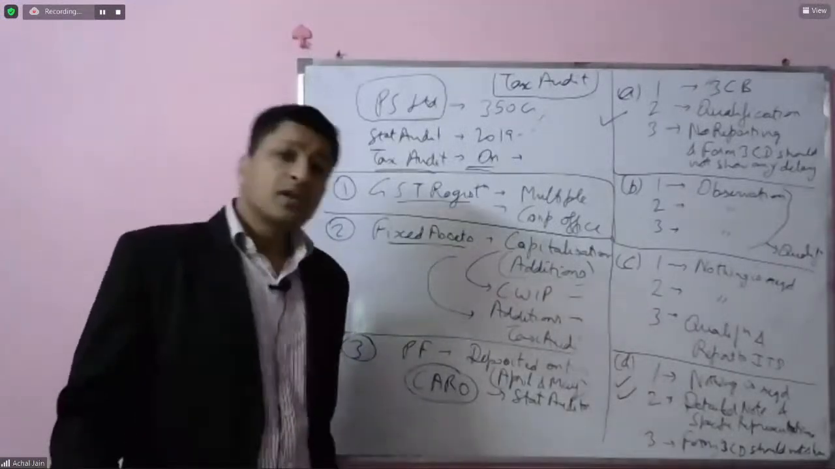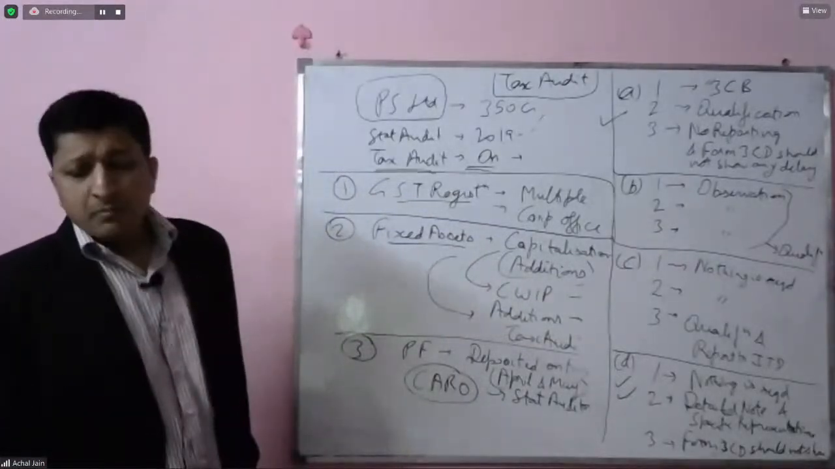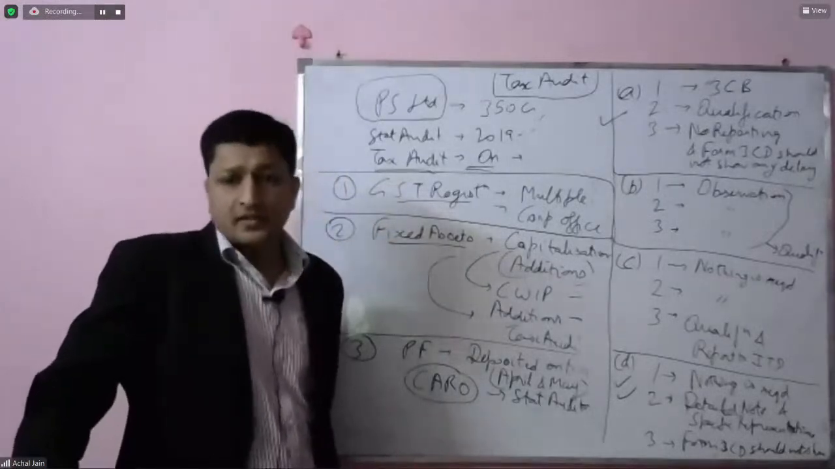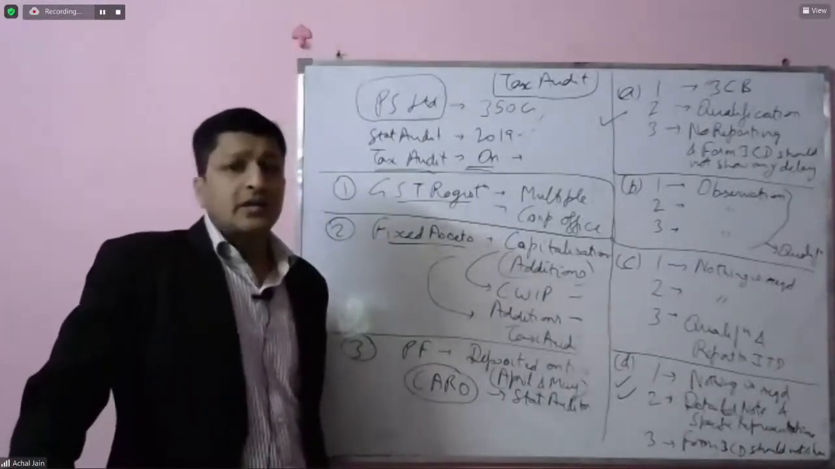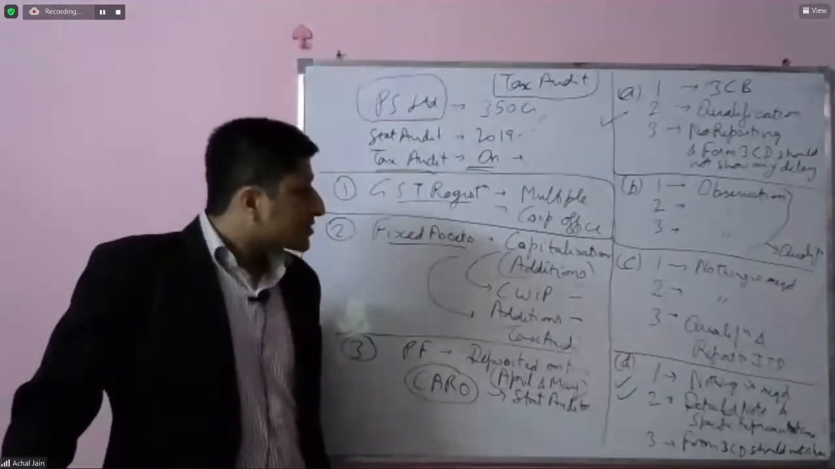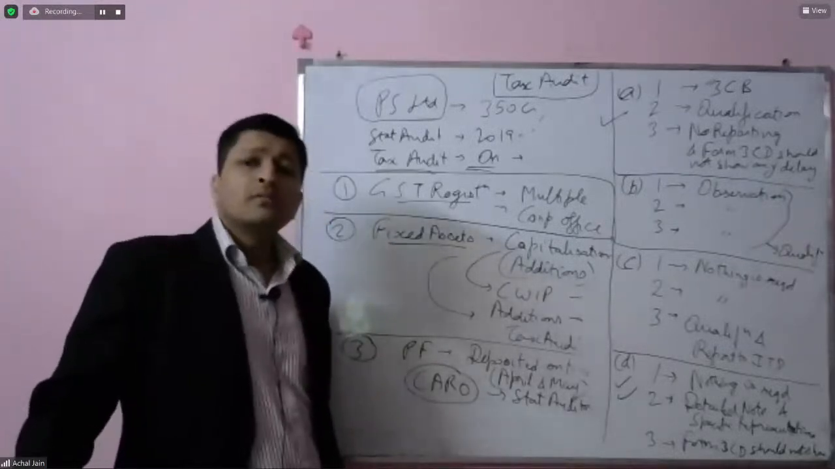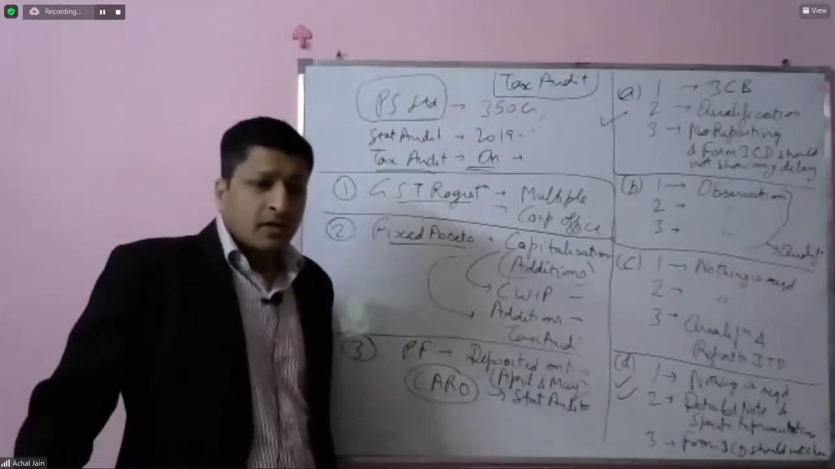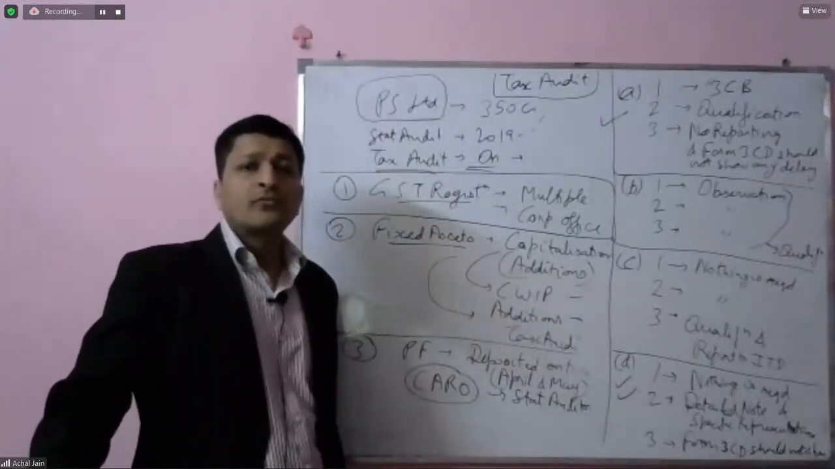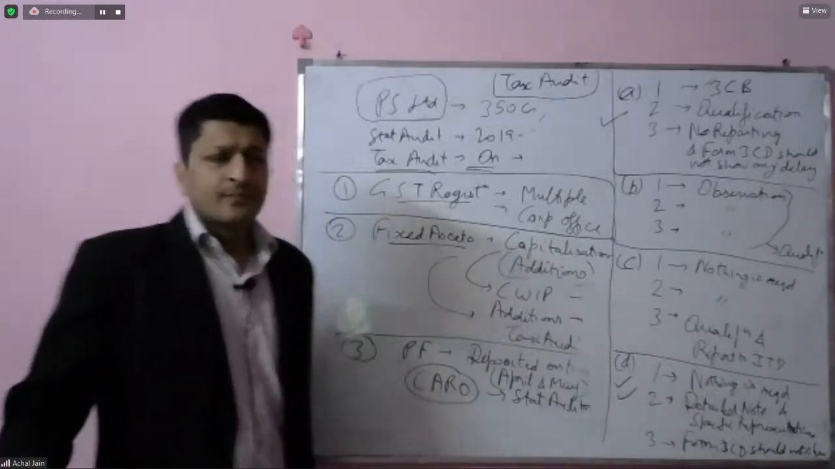I'll now move on to the solution. Looking at option number A, I think there seems to be a big disconnect in terms of the understanding of the tax auditor, because he is thinking that if there is any problem in the tax audit, then he can just simply change the format of the audit report from 3CA to 3CB, which is not the case.